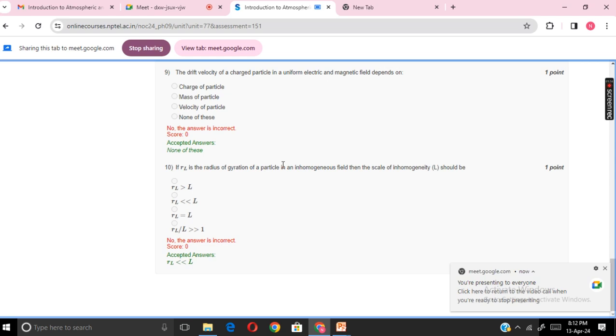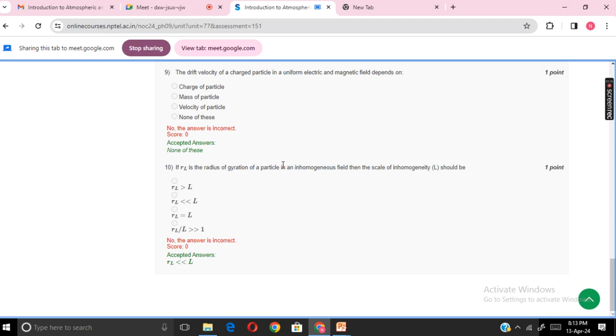So just now we wrote the equation for drift velocity, which is E by B or E cross B by B squared. That is basically the equation for drift velocity. There is only electric and magnetic field present in the equation. E cross B by B square. Only electric and magnetic field is present.